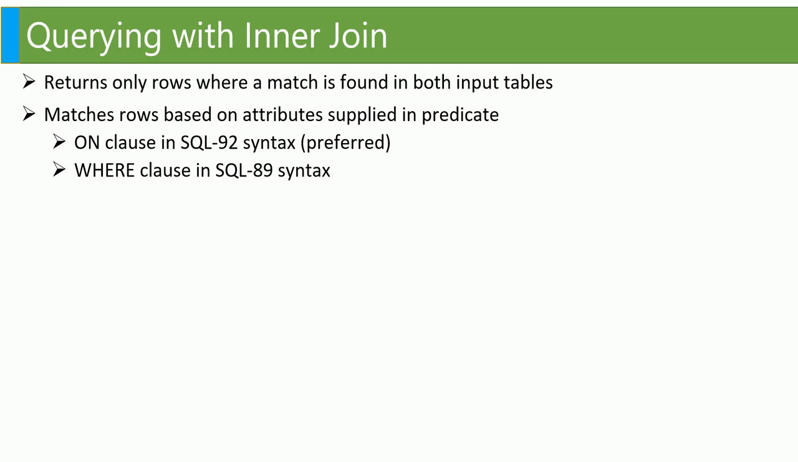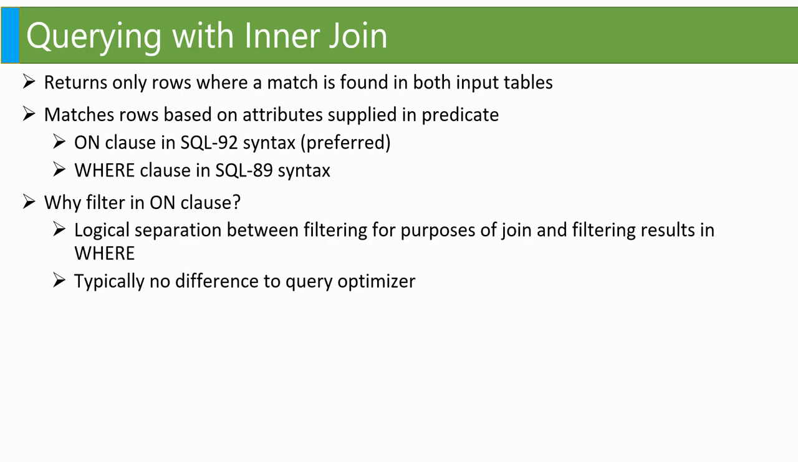It matches rows based on the attributes supplied in the predicate. It can be in the ON clause, which is the SQL92 syntax and is the preferred one, or we can use the WHERE clause, which is the SQL89 syntax. Both look the same, so why is the filter in the ON clause? Logically, it separates the purpose of joining from filtering the result in the WHERE clause. Typically there is no difference in the query optimizer.